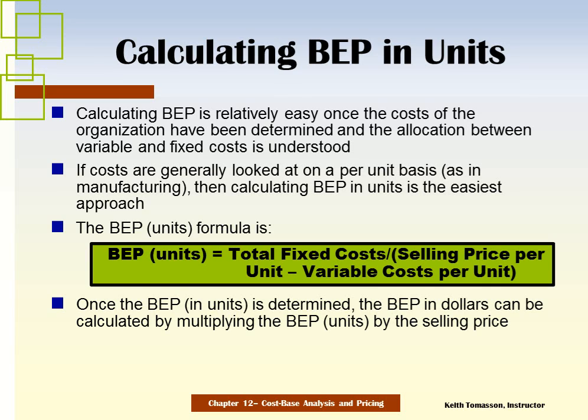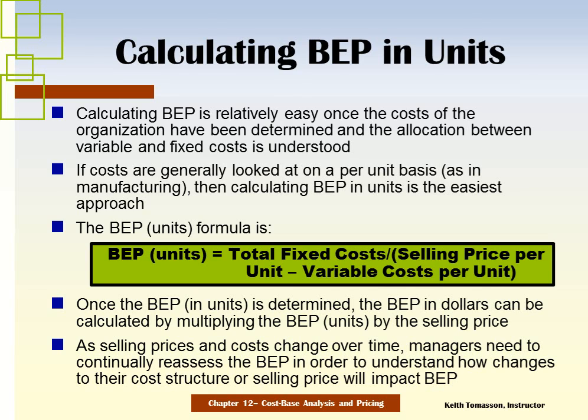So once we know the break-even point in terms of the number of units, we can easily calculate the break-even point in terms of the sales dollars that we need to sell by taking the break-even point in units and multiplying by the selling price per unit. And that will tell us the break-even point in terms of the number of dollars we need to sell. So you should be able to do that as well.